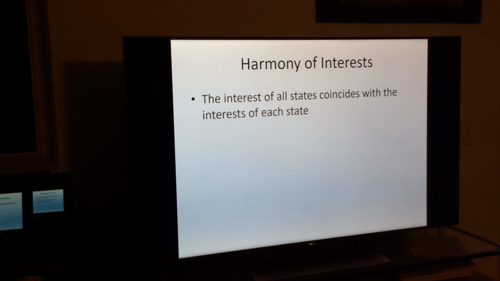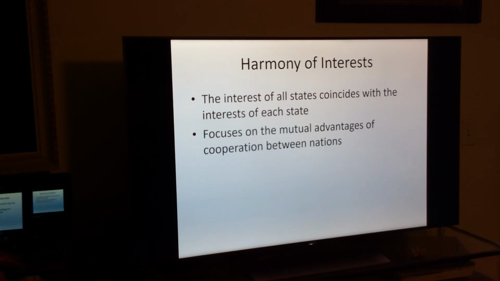Harmony of interests: the interests of all states coincide with the interests of each state. We all want the same thing. Focus on the mutual advantages of cooperation between nations. It's better that we work together than be separate.